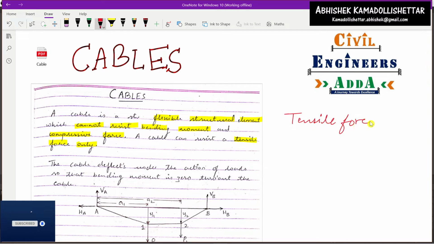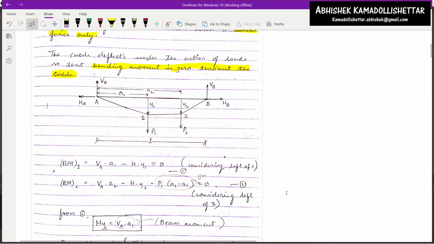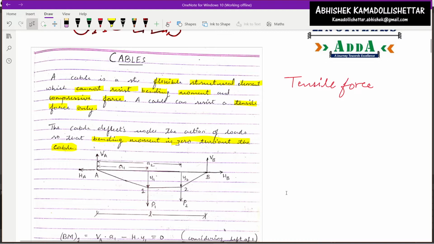Which means that no compressive force or bending moment will exist on any part of the cable. The cable deflects under the action of loads, so that the bending moment is zero throughout the cable. At any point if you go, the bending moment will be zero. You can imagine a cable, it cannot take any compression load. It will take only the tensile load.